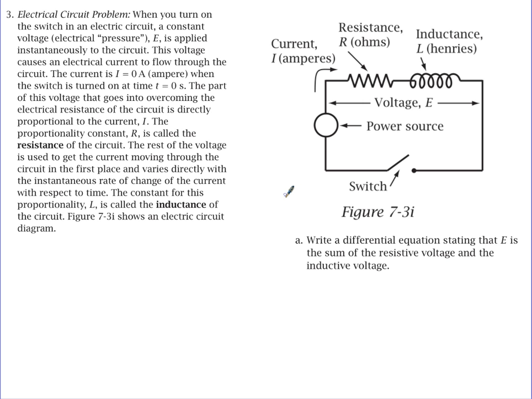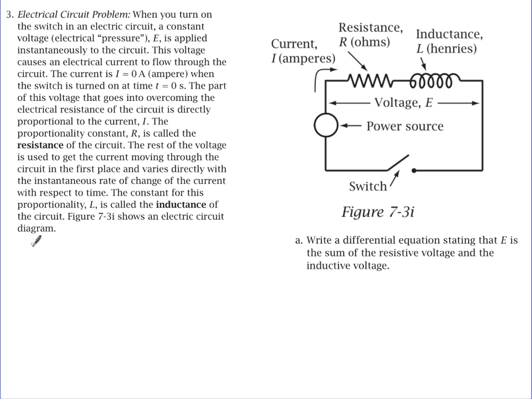So we can think of electric currents or circuits as like water going through pipes. It's a good analogy. So the voltage is going to be the water pressure. Alright, so let's read this. When you turn on the switch in an electric circuit, a constant voltage, electrical pressure, E is applied instantaneously to the circuit. This voltage causes an electrical current to flow through the circuit. The current is I equals 0 amperes, the unit of current, when the switch is turned on at time t equals 0 seconds.